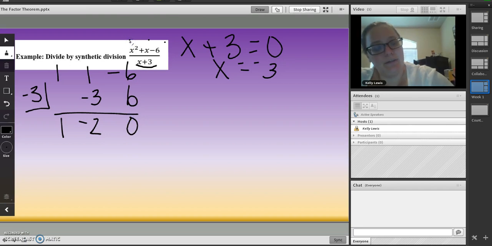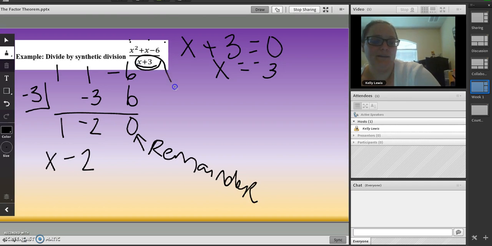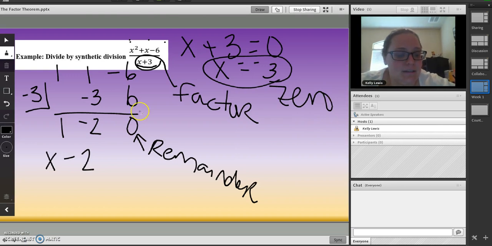And now I'm going to go down 1. So I get x minus 2. So this guy right here is my remainder. And so because my remainder is 0, then he is a factor. And he is a 0. All right, so we use synthetic division to show this, okay?